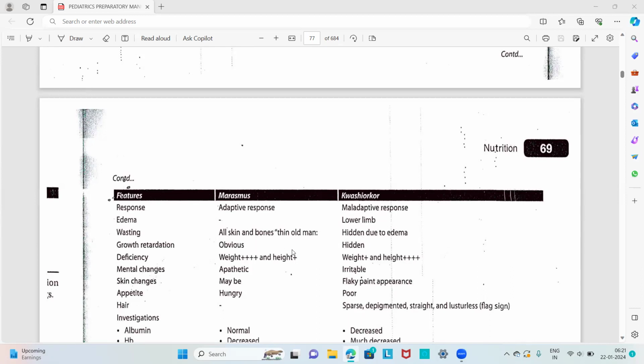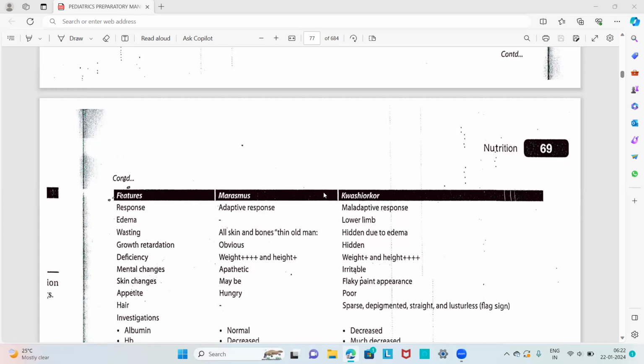Then growth retardation, the most common of the major features in the triad of kwashiorkor, is the growth retardation. But in kwashiorkor the growth retardation is hidden, while in marasmus the growth retardation is obvious. In marasmus, the weight is very much decreased, but the height is not that much decreased. But in kwashiorkor the height is very much deficient, and the weight is not that much.